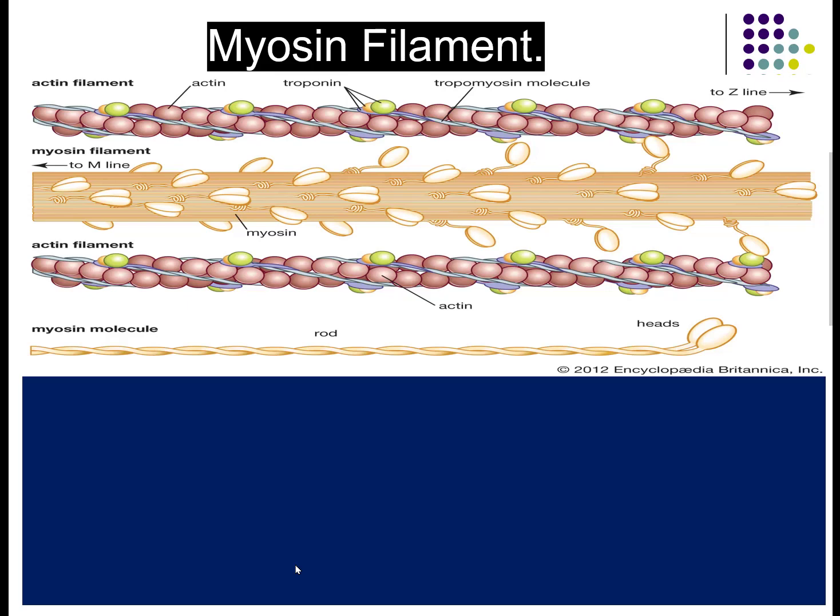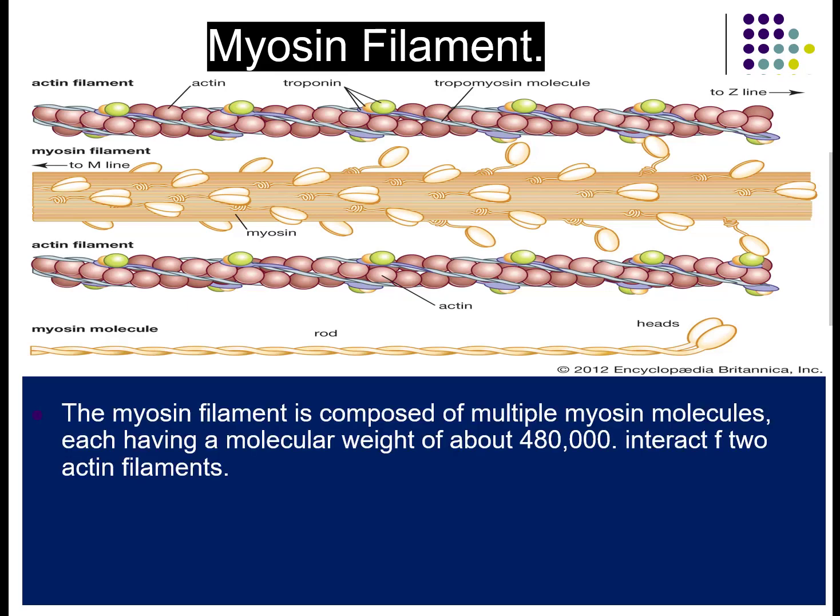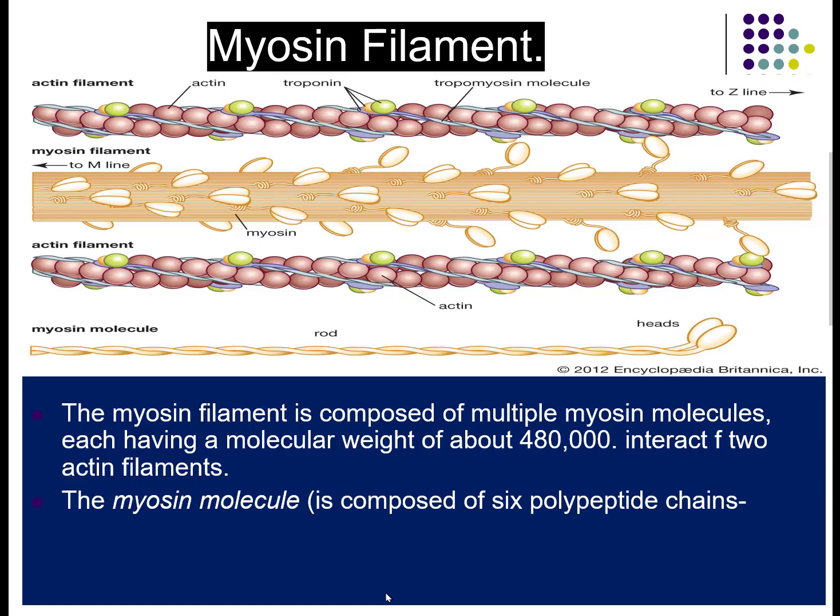So, myosin filament. The myosin filament is composed of multiple myosin molecules, and its molecular weight is about 500,000. They interact with the actin filaments. These are the actin filaments and these are the myosin filaments. Its molecular weight is 480,000 or about 500,000. The myosin molecule is composed of 6 polypeptide chains.